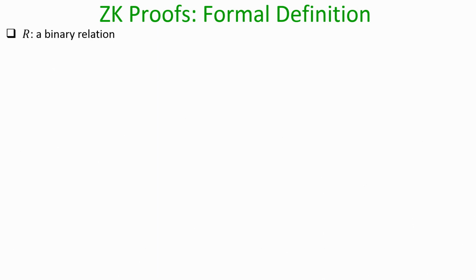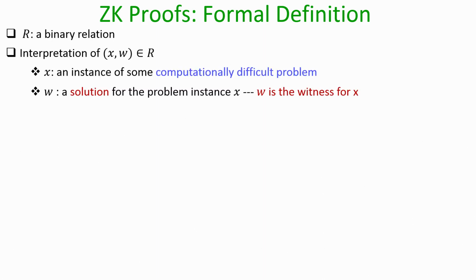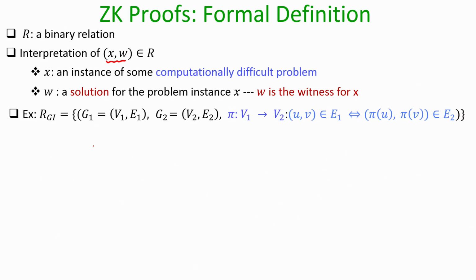Imagine R is a binary relation and the interpretation of this relation is as follows. If I have a pair x comma w present in this relation R, that should be interpreted as x being an instance of some computationally difficult problem. When I say computationally difficult problem, informally it means that in polynomial time it is not known how to solve that problem. That is a very loose statement, but it is an intuitive understanding. And w here is a solution for that problem instance x, namely you can consider w to be a witness for the problem instance x.